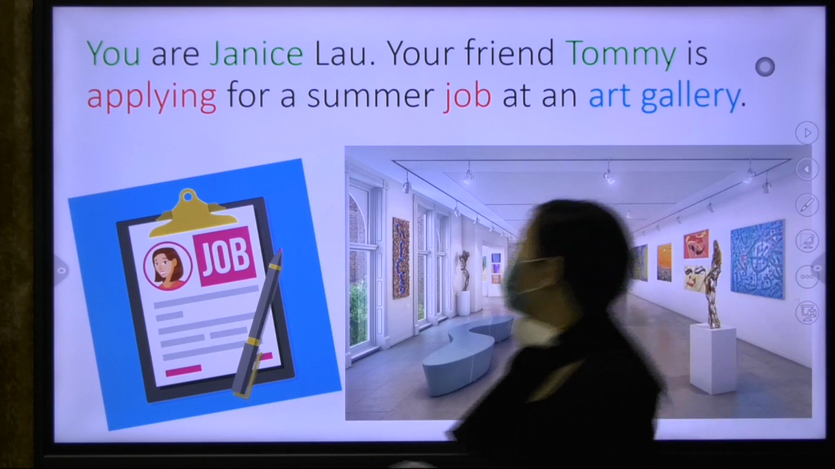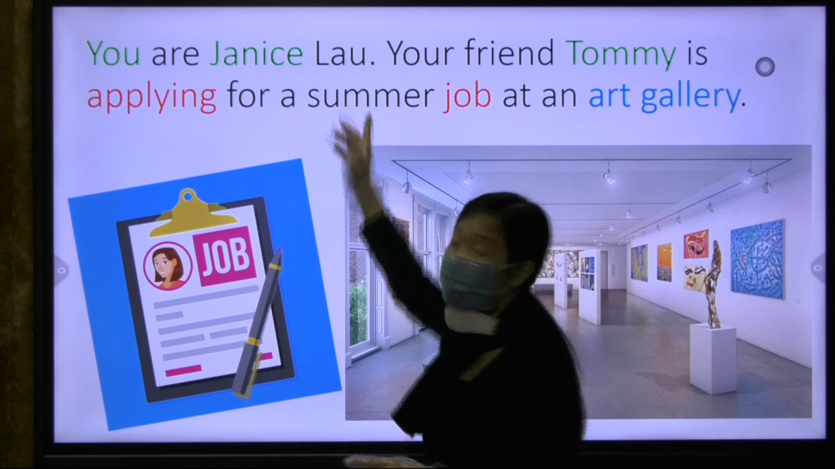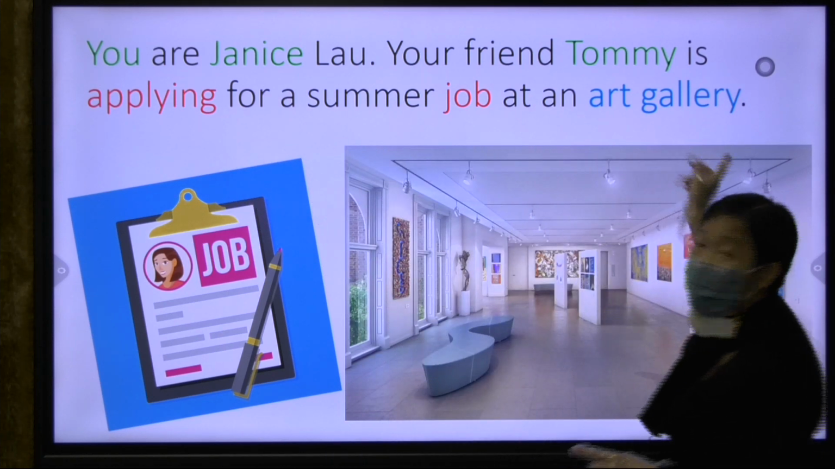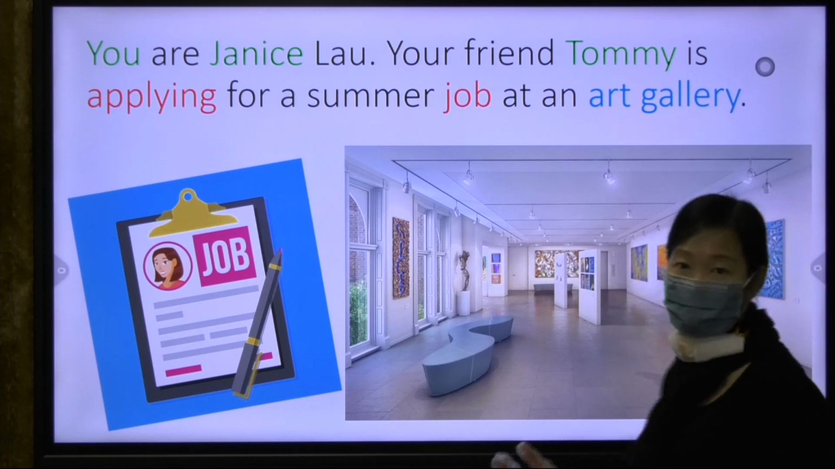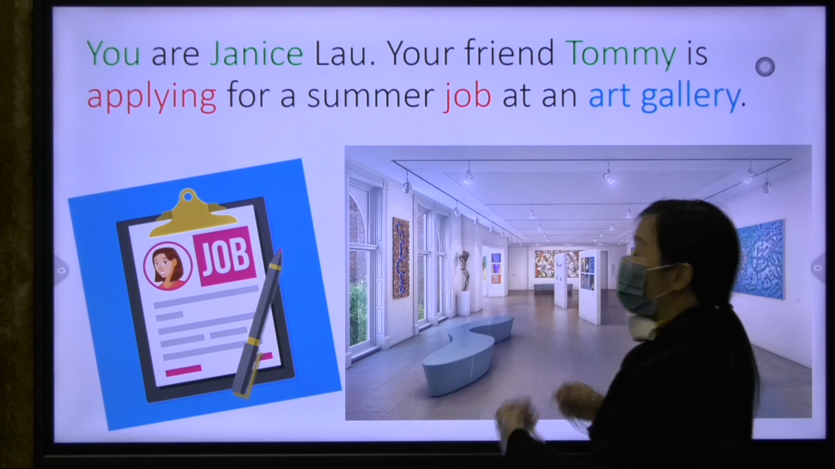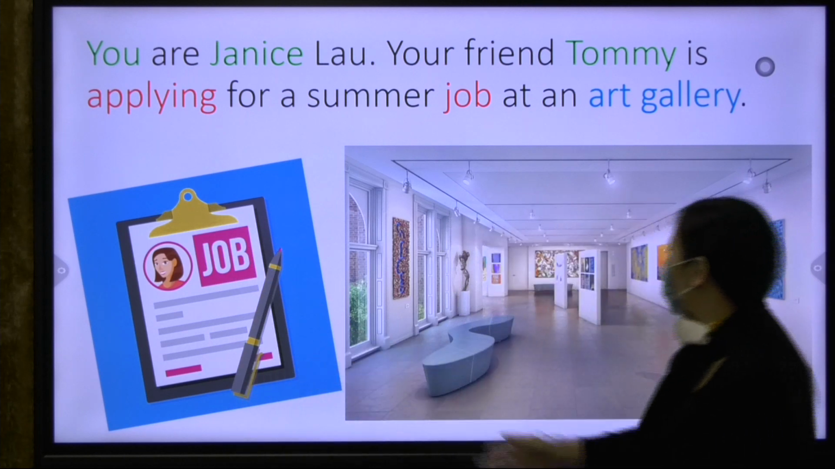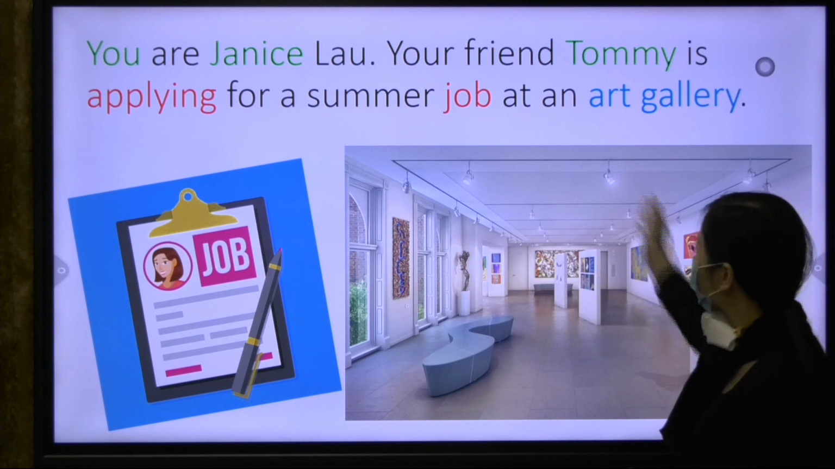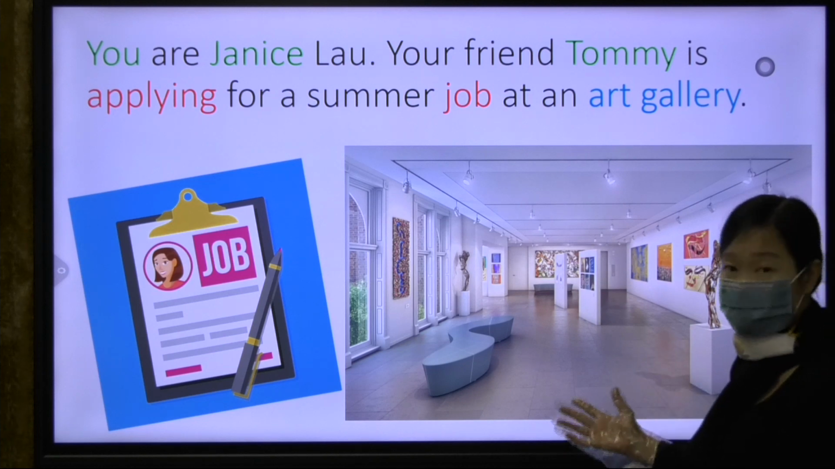So in exercise 3, you are Janice Lau. You are not you. You are Janice Lau. Your friend Tommy is applying for a summer job at an art gallery. So this is Tommy who is going to apply for a job, and he is your friend. What you need to do is to help him fill in the application form. This is the place that Tommy wants to work in. This is a gallery. He wants a job in a gallery. So what kind of information does he have to write down?